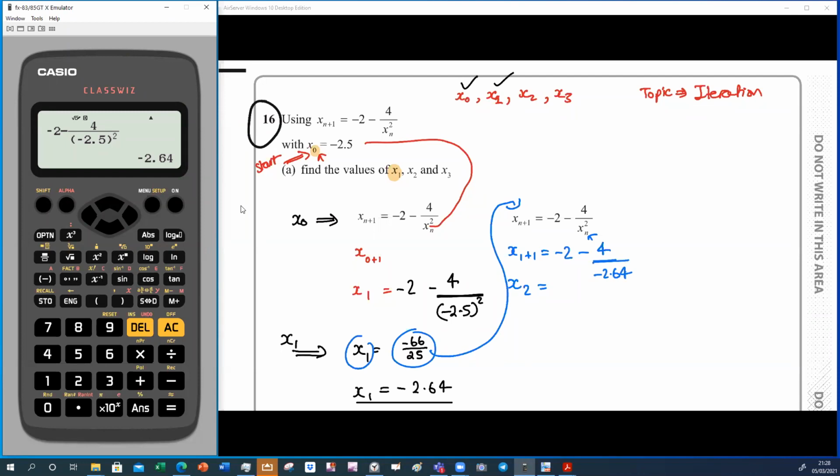So we go to the calculator. Now we can restart the question, or we can do a little bit of tinkering. We can press replay.